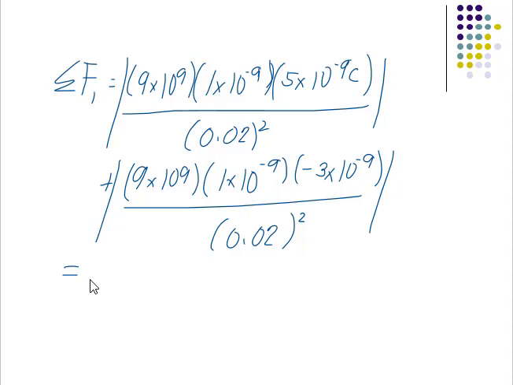Solving it further, we now have 9 times 10 to the 9 times 1 times 10 to the negative 9 times 5 times 10 to the negative 9 divided by 0.02 squared. For the first one we have 112.5 times 10 to the negative 6 newtons. Plus, let's solve the other one: 9 times 10 to the 9 times 1 times 10 to the negative 9 times negative 3 times 10 to the negative 9 divided by 0.02 squared. Then you get the absolute value, so that will become plus 67.5 times 10 to the negative 6 newtons.